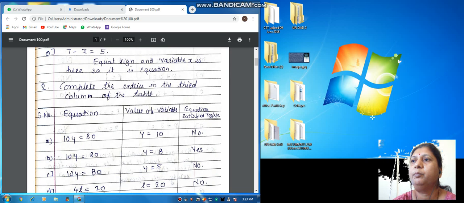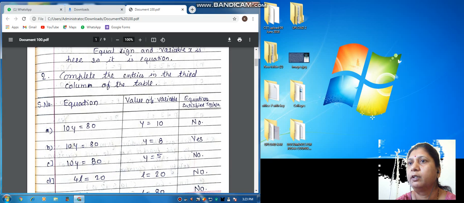Complete the entries in the third column of the table. First of all, see what is given here. First is the serial number, second the equation, then the value of variables, and then whether the equation is satisfied, yes or no. Here the equation is given. The value which we have to put in the variables is also given.